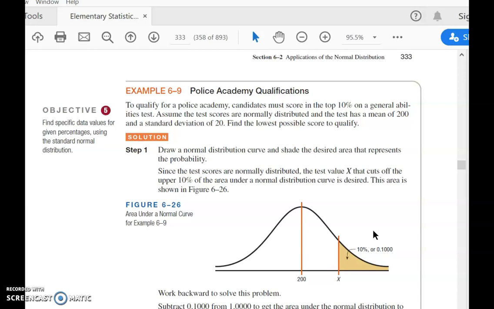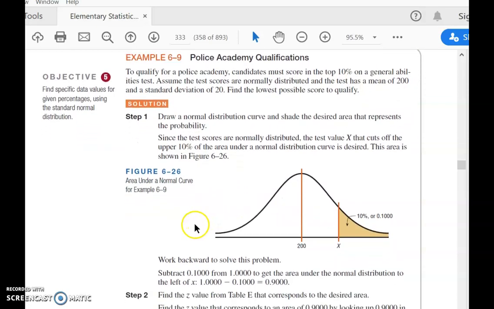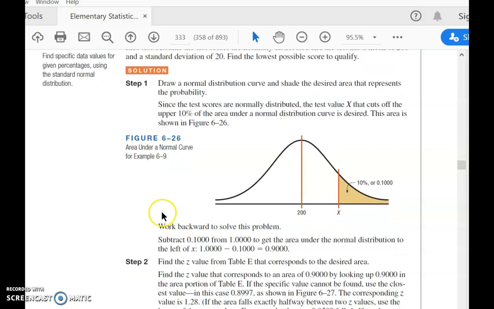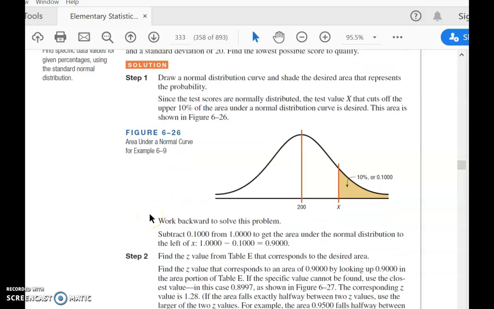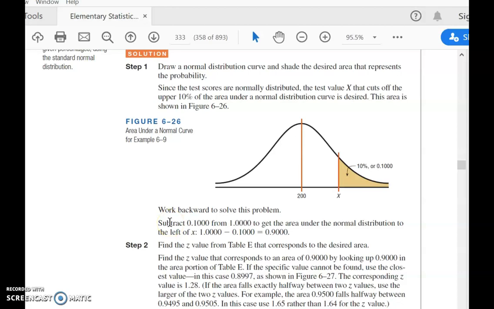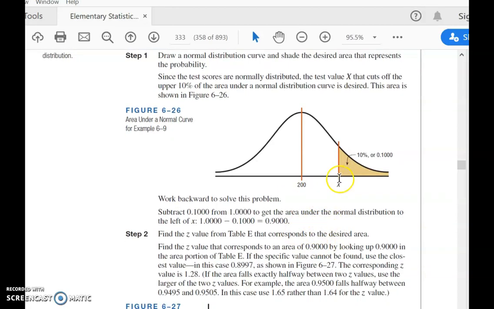In order for us to find this, we have to remember that the table gives us the area to the left. So we take 10% away from the 100%, and 10% is deducted from 100% to get the area under the normal curve to the left of this point. So what we're looking for is the value that has 90% to the left.